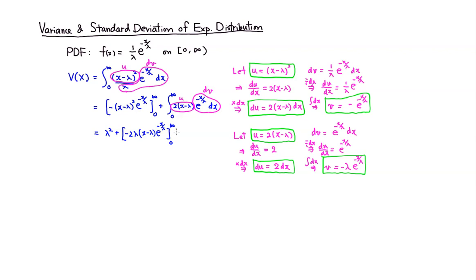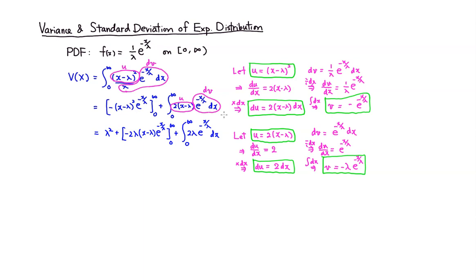Minus the integral from 0 to infinity. There's a negative sign here, so it's going to be a positive sign. And then you have 2 lambda e to the negative x over lambda dx. All right, so we got that.